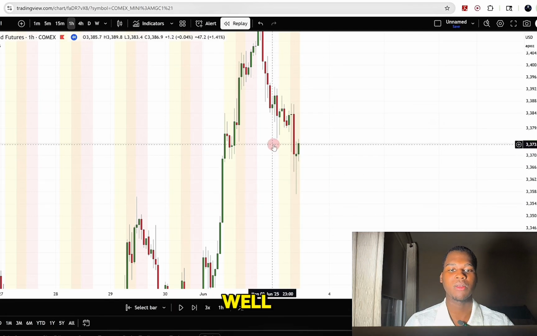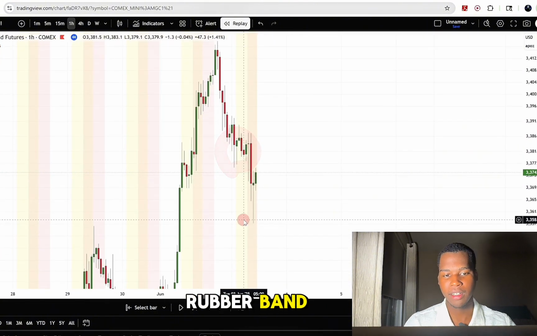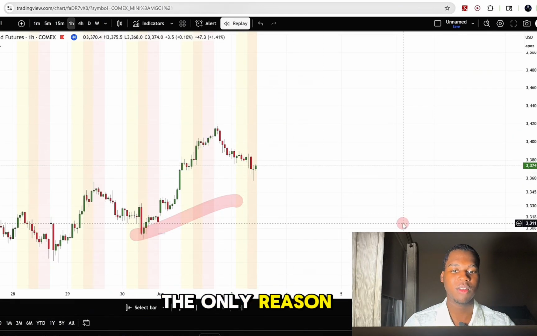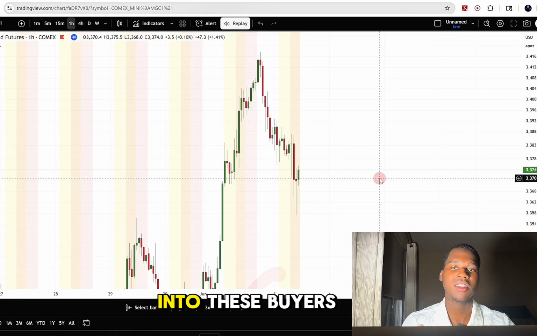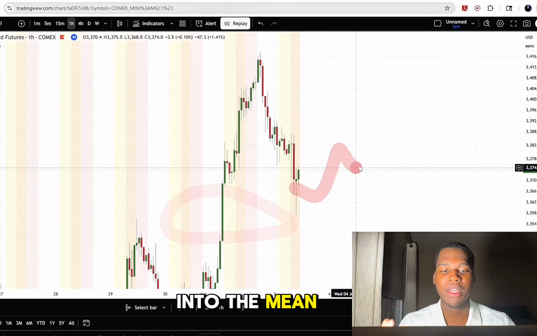Now when the market does this, I'm looking at it as sort of like a rubber band. We are already bullish on where we're sweeping. The only reason why we want to sweep is so that we can tap into these buyers so that we can push back into the mean.